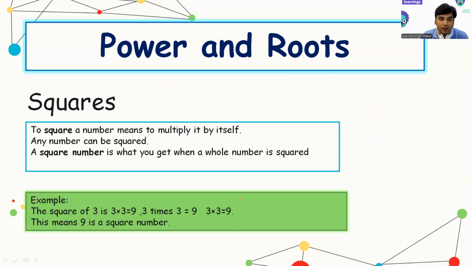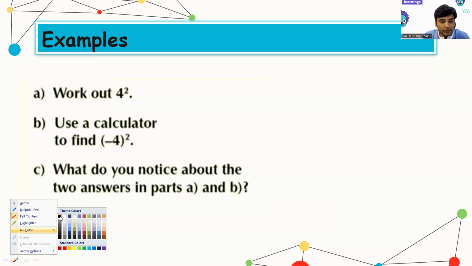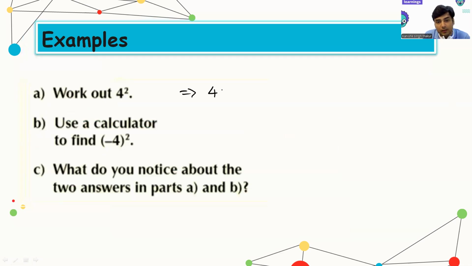So square means to multiply by itself. How many times? 2 times, for any number. A square number is what you get when a whole number is squared. So square of 3, you read it as 3 square, and 3 times 3 is 9. Now work out 4 square. It will be simply 4 times 4, which is 16. And negative 4 times negative 4 is positive 16.